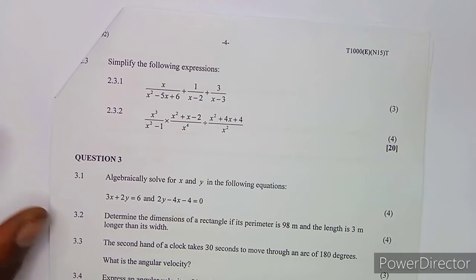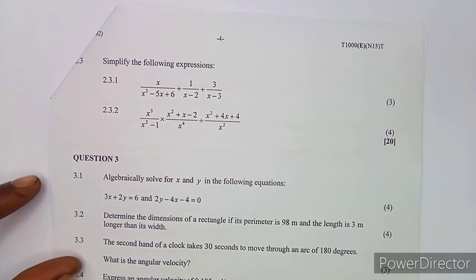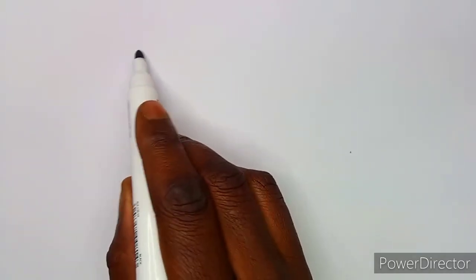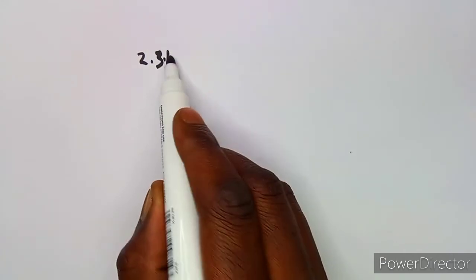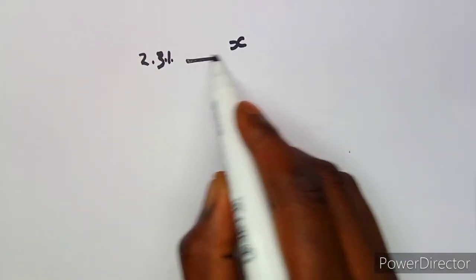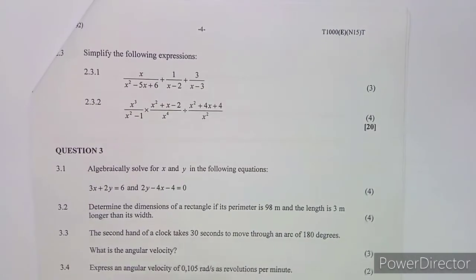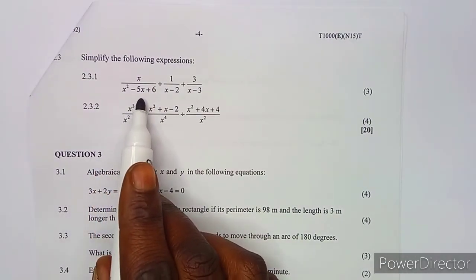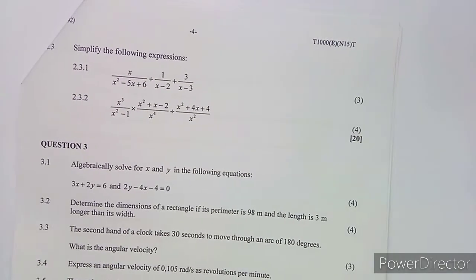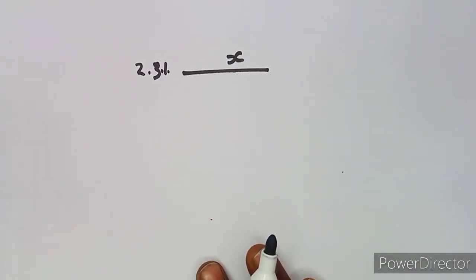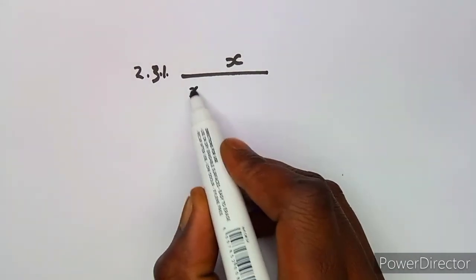Then the part that you're given in this case was to simplify these fractions. So these are actually fractions that you're supposed to simplify, the following expressions. We know that the first thing, guys, is actually to factorize, whenever it's possible, the denominators. So we are given x over x squared minus 5x plus 6. Let's just factorize this, guys. We need to factorize this.